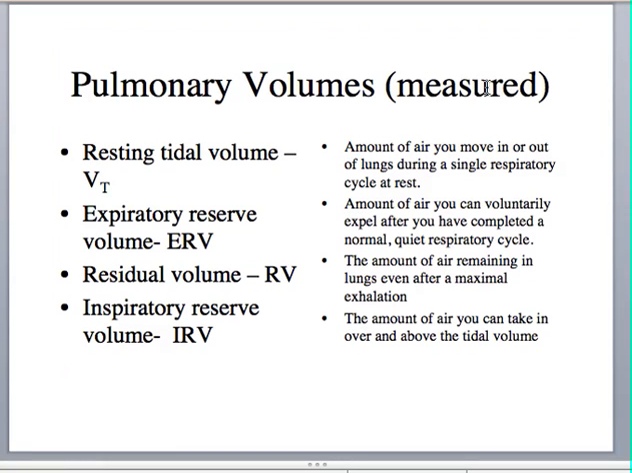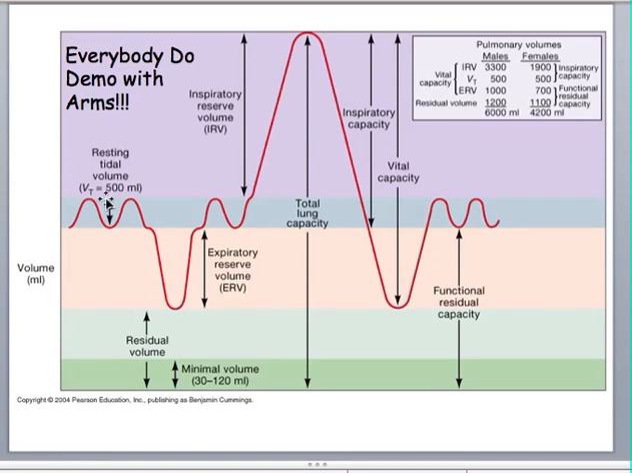So these are the measured pulmonary volumes I mentioned: the resting tidal volume, the amount of air that you breathe in or out during a single respiratory cycle at rest. And it is good to look at the graph, and see approximately how many mLs it is. About half a liter is the volume of a normal tidal volume, and that varies between men and women a little bit.